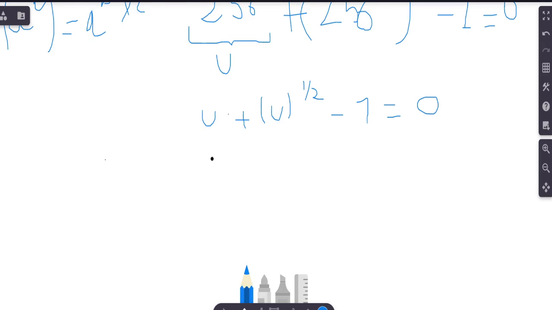Now we can do another substitution and say that p equals u to the 1/2. So here we have p squared plus p minus 1 equals 0.